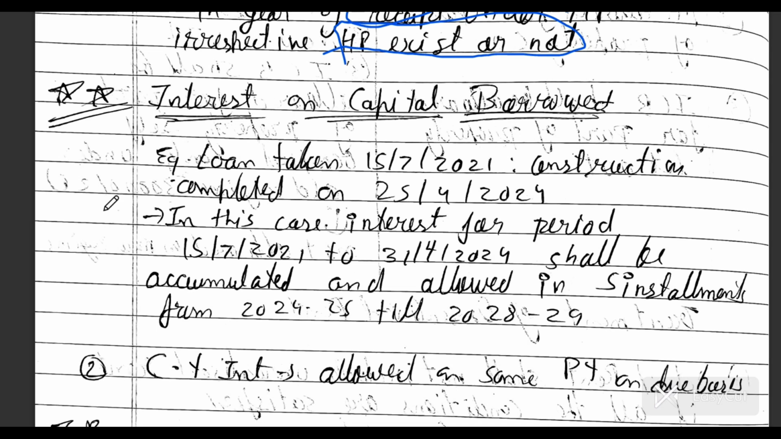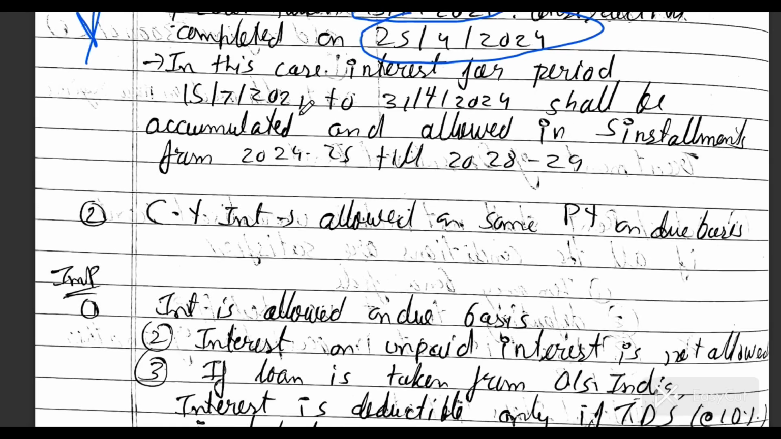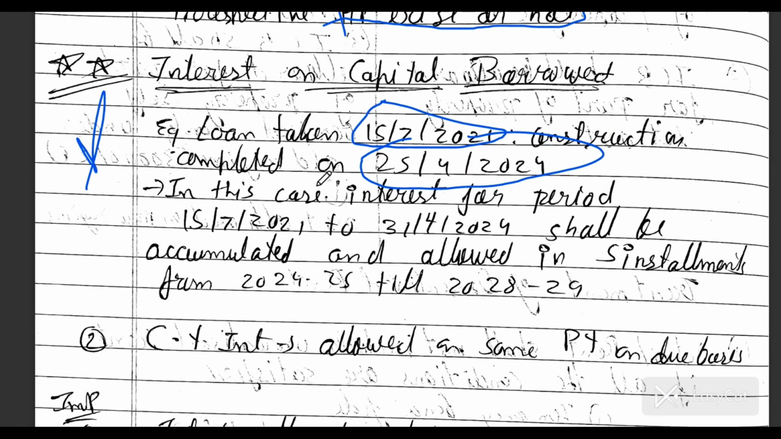And then, most important, interest on capital borrowed. For example, a loan was taken on 15 July 2021 and construction was completed on 25 April 2024. This is pre-construction interest. In this case, mark the important period for interest: 15th July 2021 to 31st March 2024. Sorry, I made an error: not 25 April 2024, but up to 31st March 2024. It means up to 31st March of the previous year.